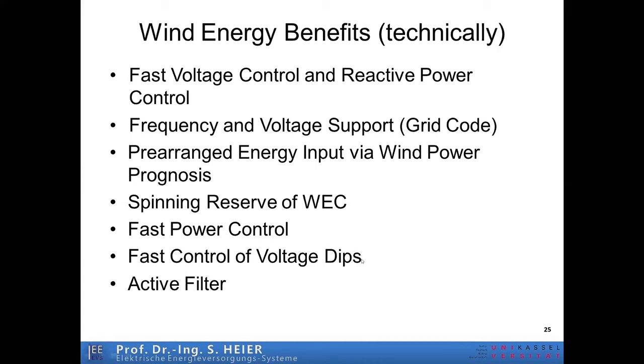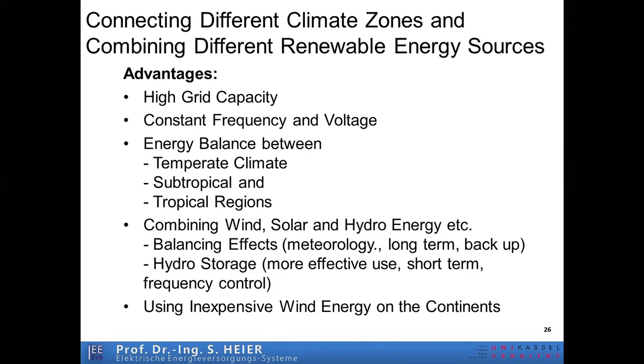This we have also shown near Braunschweig in a PhD work of Dr. Sayu. Dr. Sayu is now professor at the Applied University in Flensburg. And an active filter can be used for decreasing the harmonics and so on.